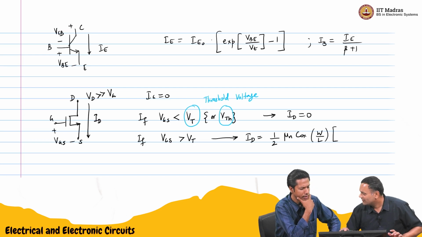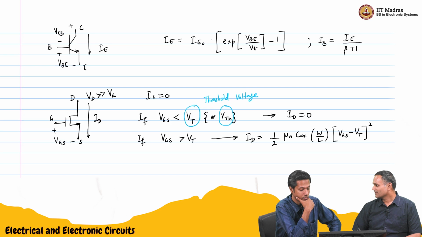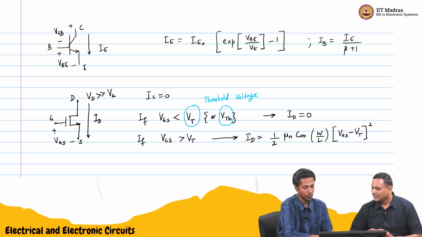So mu n half C ox, mu n C ox W over L into (VGS minus VT) the whole square. VT we know. VGS, yes. But other things are not known, right? So we will define each and every one of them.